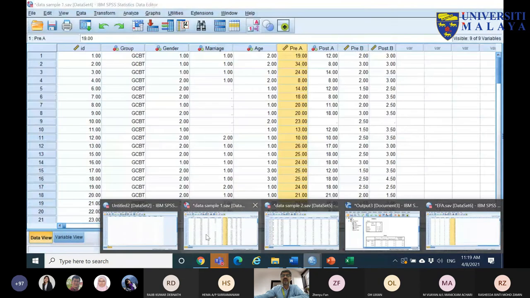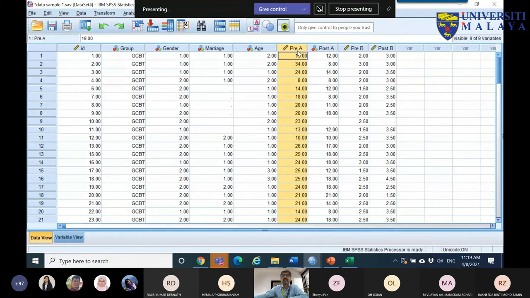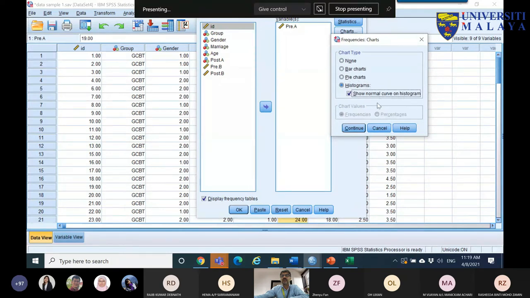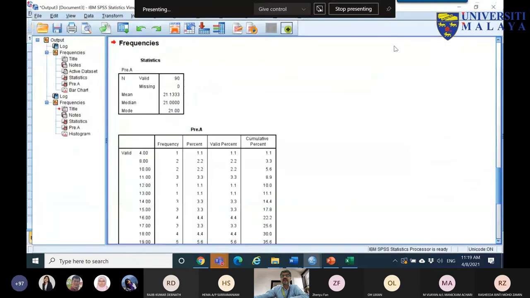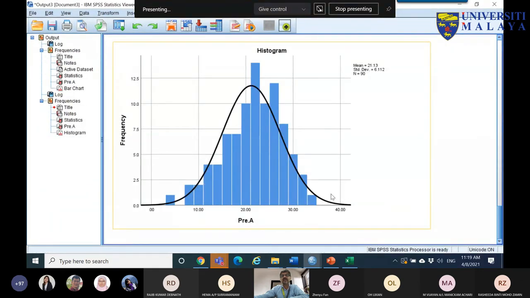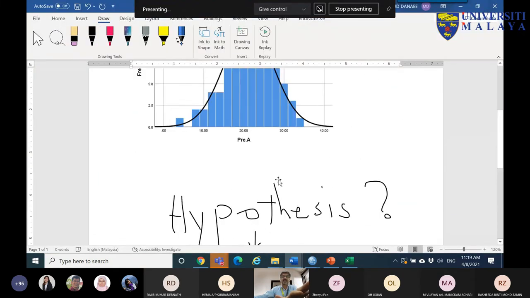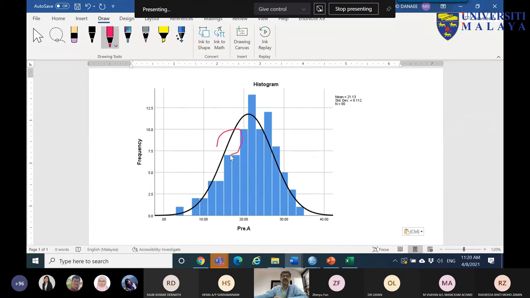Look, if I just want to draw, for example, the histogram or normal frequency distribution of the pre-A, I go to Analyze, you remember under Frequency, I am able to draw the histogram with the normal curve in SPSS. Now you can see here, this is the normal curve. Is it normally distributed? Very close, right? But we have a bit of deviation from the normal curve in some parts, as can be seen here. Is it important or not? We don't know. Is it normal or not? We don't know. We have to test it.